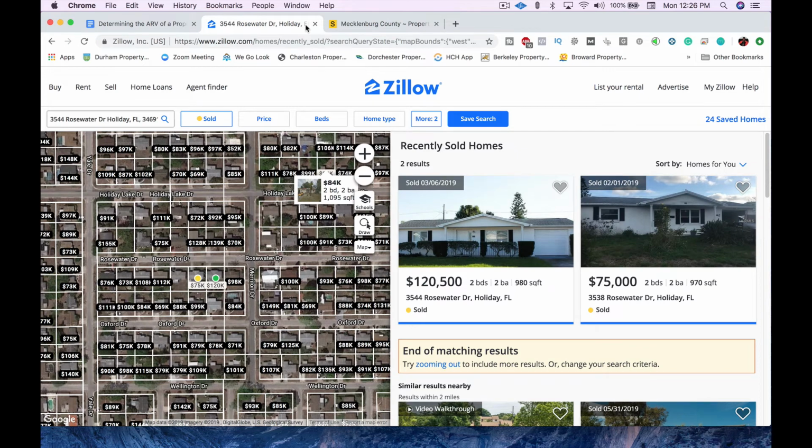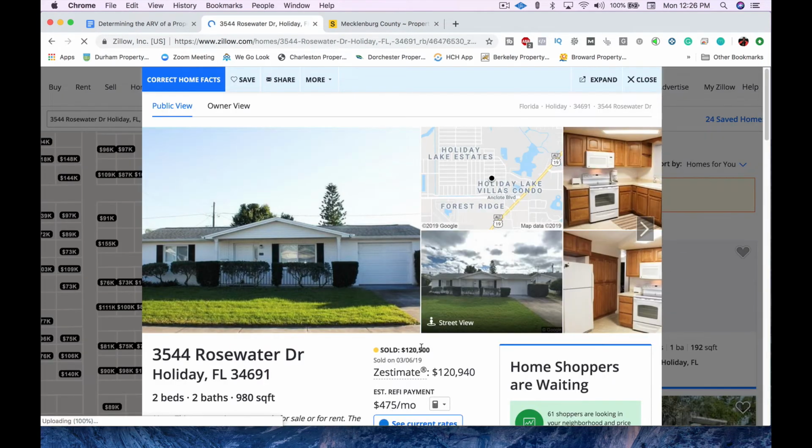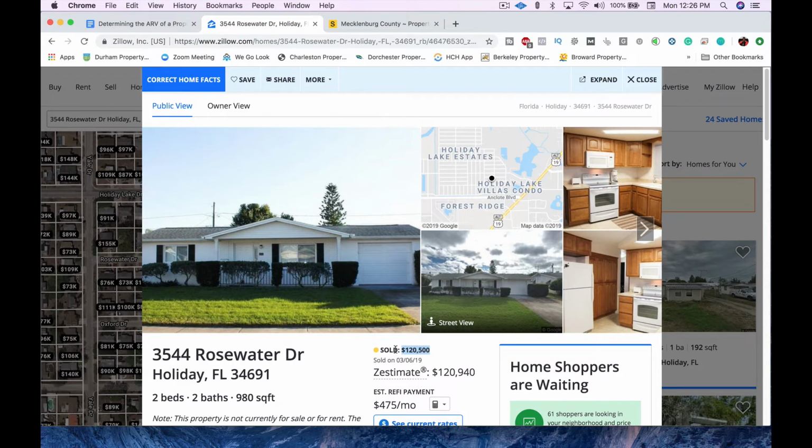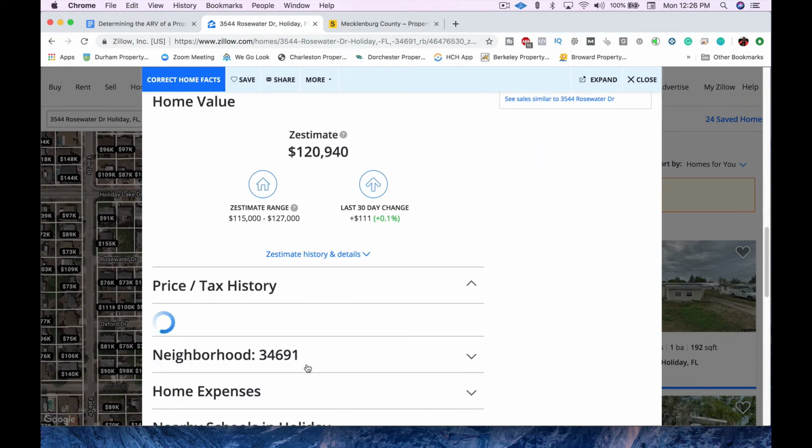Let's use one more example. And this is one in Florida that we actually sold. So this price right here is reflecting the renovated price. So we actually bought it for, I think, 50K.